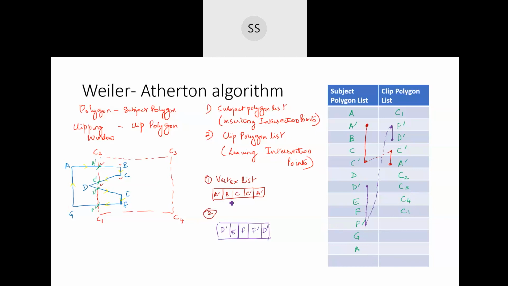Now, using the first vertex list and the second vertex list, I am going to draw my polygon. So first I'll draw my polygon window. I have my C1, C2, C3 and C4. So what are the points that I have from the first list? You have your A dash, then your B, then your C. So I'll draw this. And then from C you have your C dash, and this polygon is said to be formed.